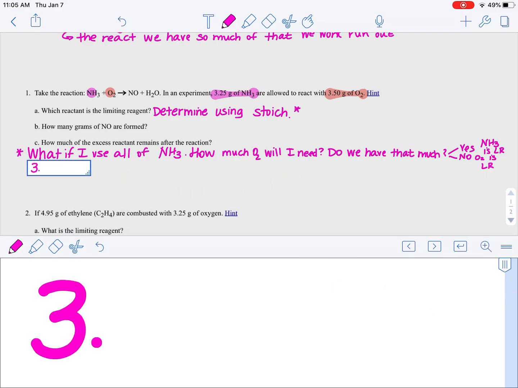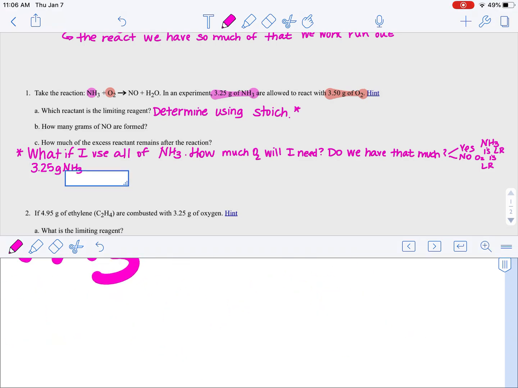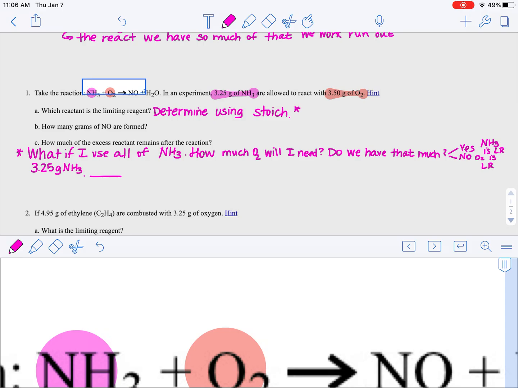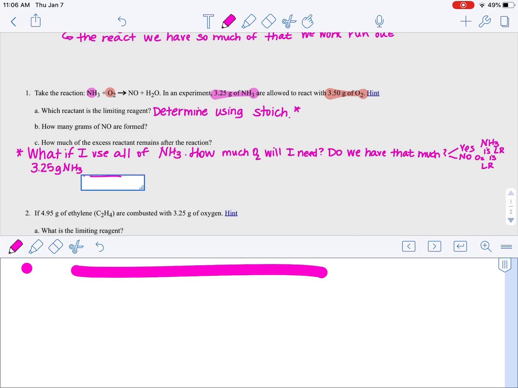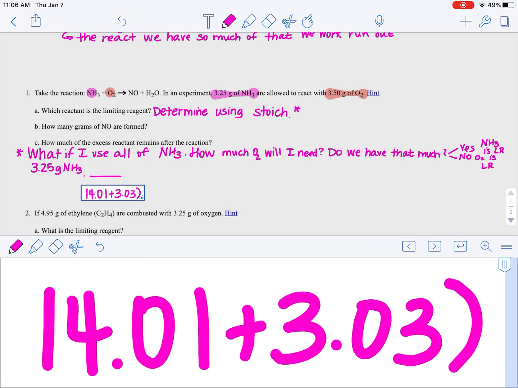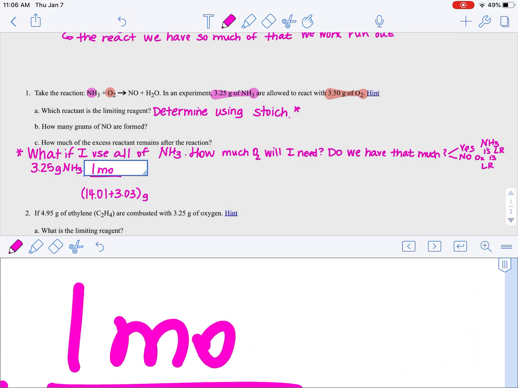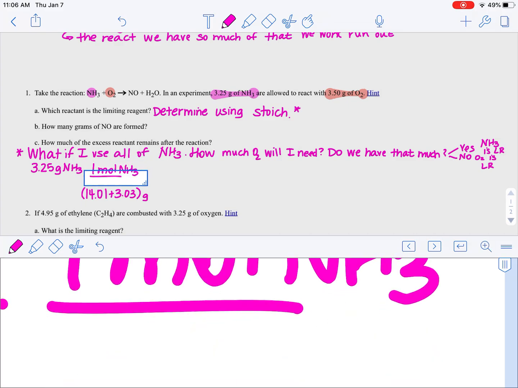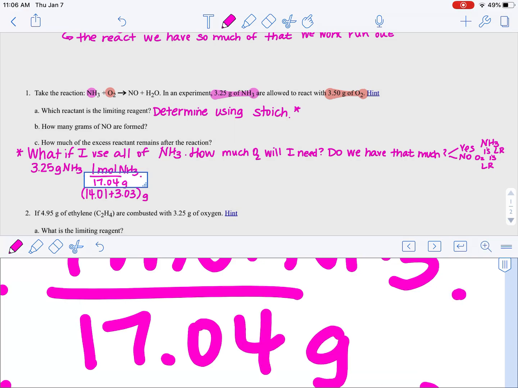Here's what we mean. If I use up all the 3.25 grams of nitrogen trihydride, or ammonia, how much oxygen will I need? Well, we know that our chemical reaction, or our recipe, tells us moles. We're given data in grams. So the first thing we'll have to do is change the gram data to moles. Right, that's my math for the molar mass. And that value will be 17.04 grams.